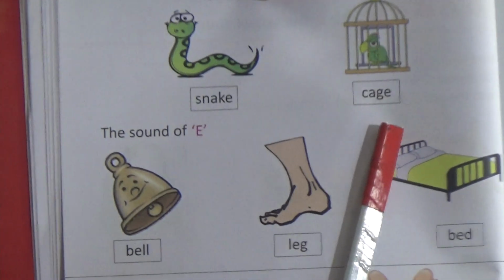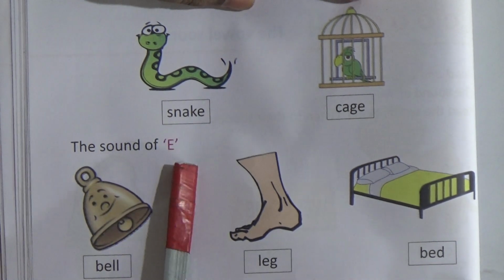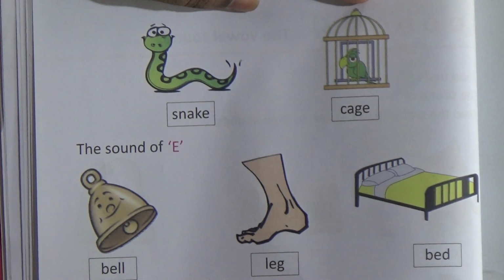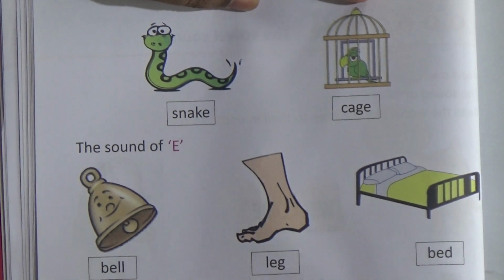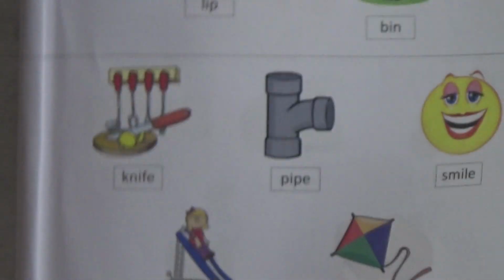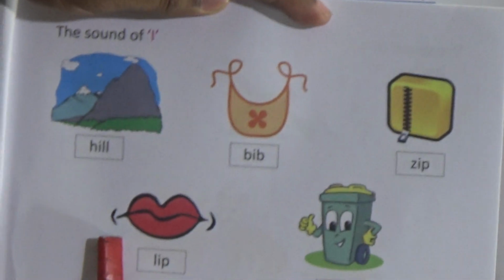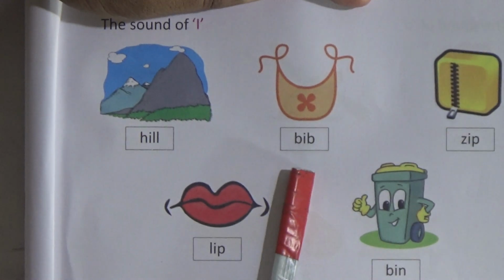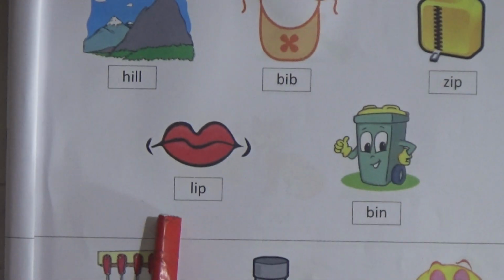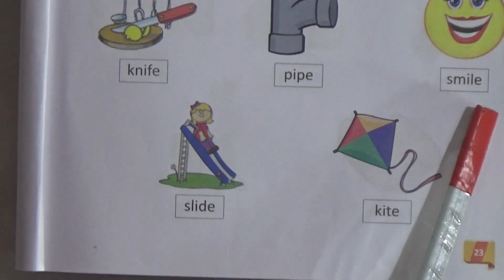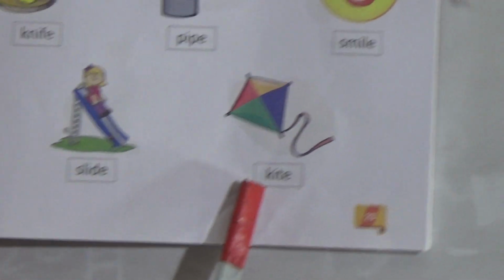Snake, case, the A sound. The sounds of E: bell, leg, bed, sea, feet, green, sleep. That is the E sound. Now the I sound: heel, beep, jeep, lip, bean, knife, pipe, smile, slide, kite.